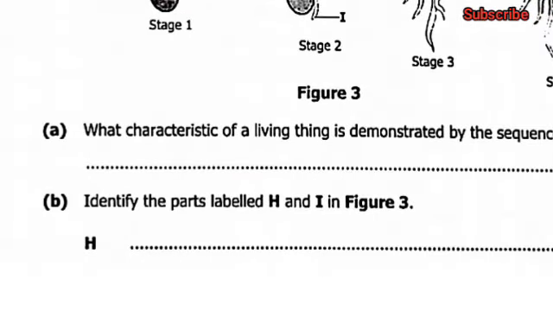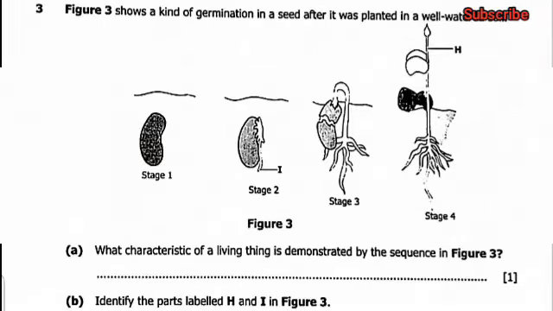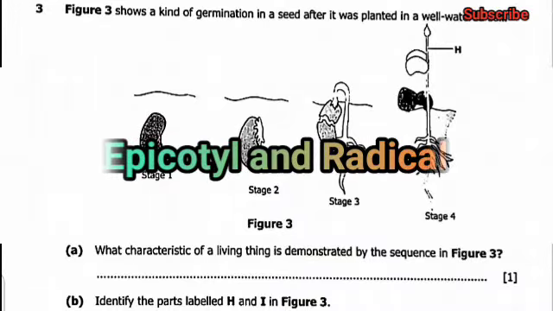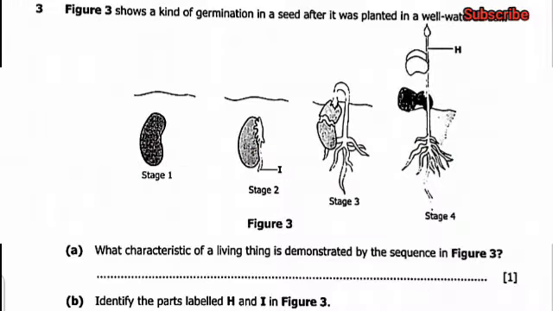B, identify the parts labeled H and I in Figure 3. So H is definitely epicotyl. I is definitely radicle, and the radicle is the one that develops into roots. In stage 3, we have seen roots. It was the radicle which developed into those roots, and these roots are called taproot.